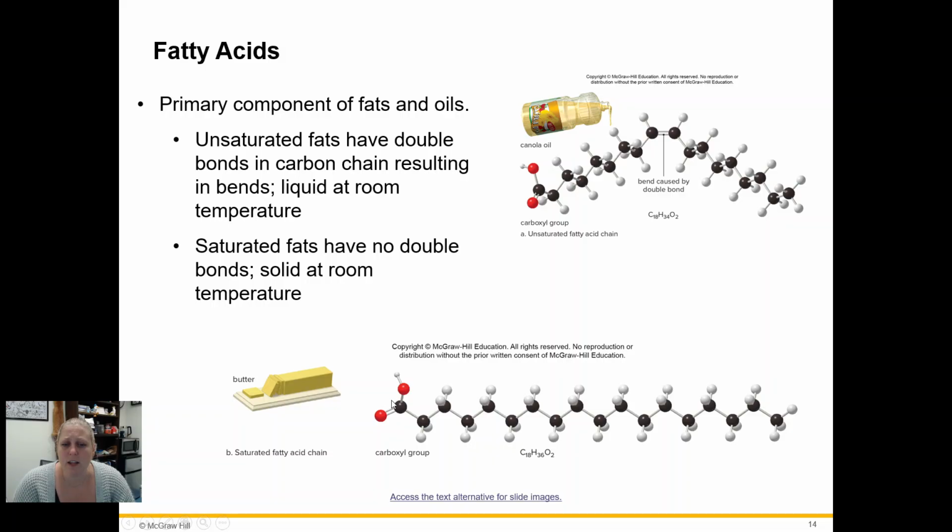And again, they are a good energy source, but they are harder to break down, which is why it's harder to lose fat than it is to lose muscle, because your body has a harder time breaking these down because it's like, we're saving this for a rainy day, okay?